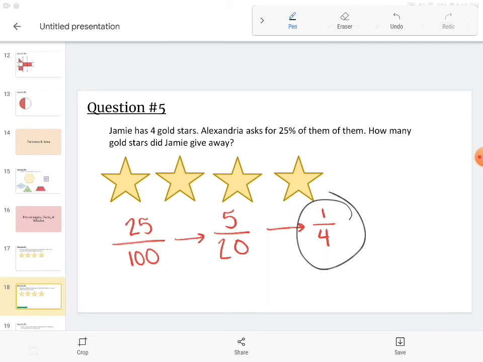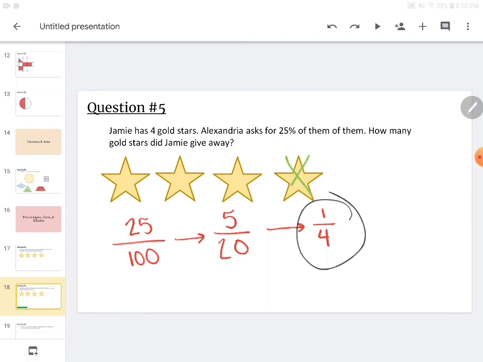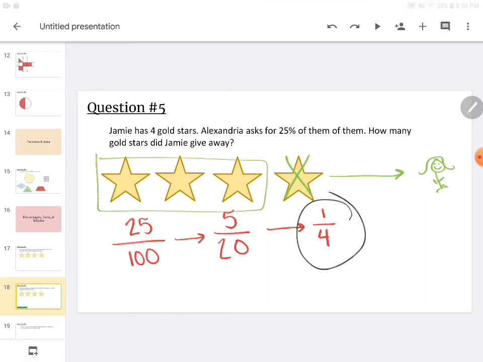If Alexandria took 1/4 of her gold stars, she took 1 out of the 4 stars, which means one of these went to Miss Alexandria right over here with the pretty flowing hair and the pretty smile. So now Jamie has 3 gold stars and Alexandria has 1.